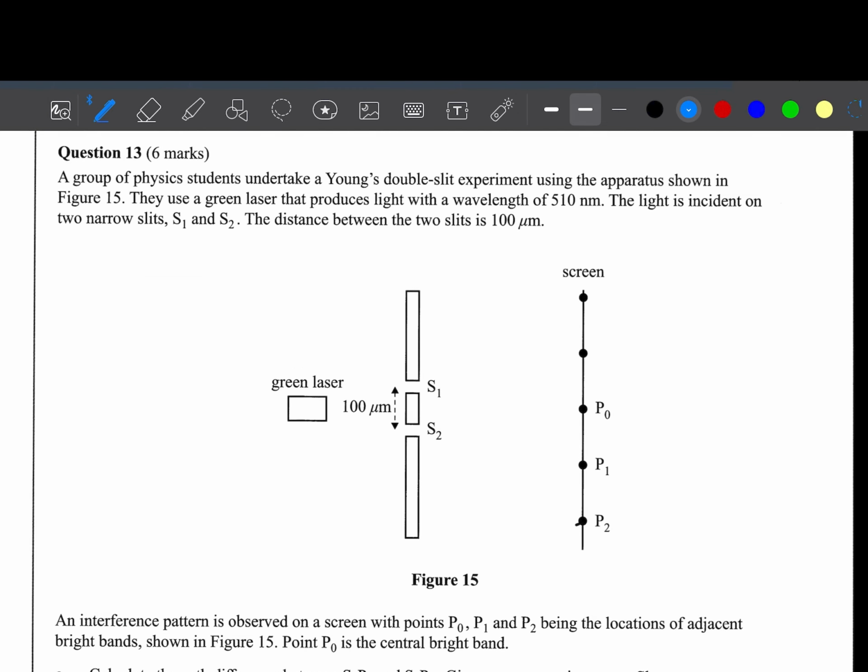A group of physics students undertake a Young's double slit experiment using the apparatus shown in figure 15. They use a green laser that produces light with a wavelength of 510 nanometers. The light is incident on two narrow slits, S1 and S2. The distance between the two slits is 100 micrometers.